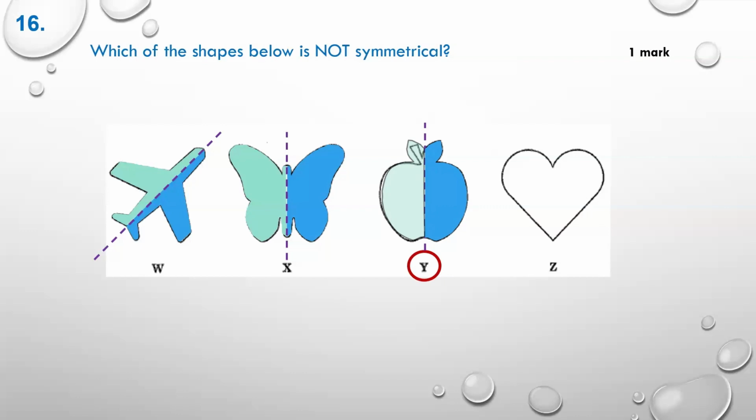We can go through Z and you can take a look at it as well. If we fold it for it to be fitting one side over the other perfectly, we can draw a line straight down the center, our mirror line. And what's happening on the right-hand side is exactly what's happening on the left-hand side. So W, X, and Z are all symmetrical shapes, but Y is not symmetrical.